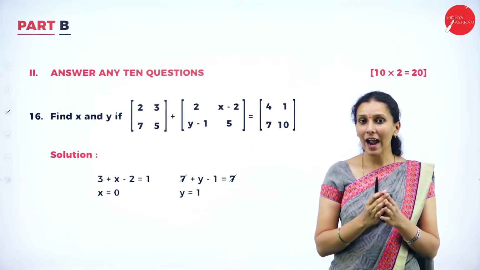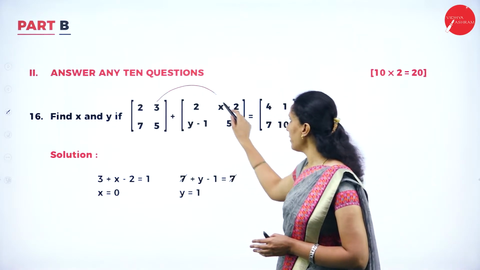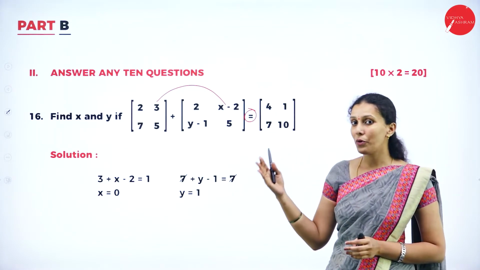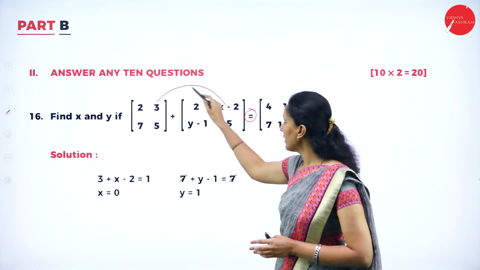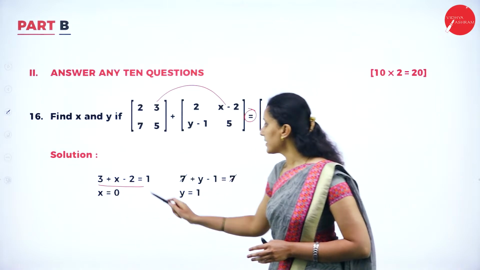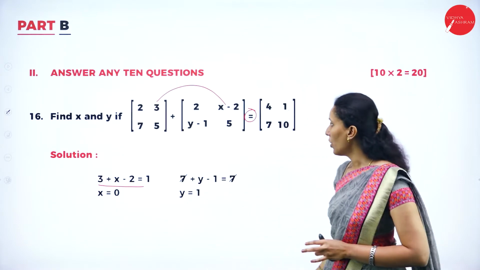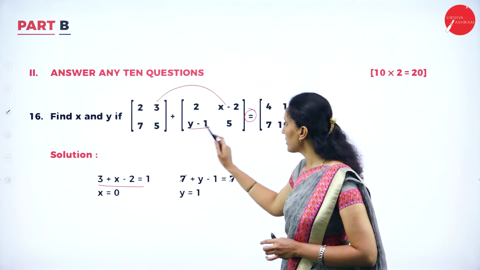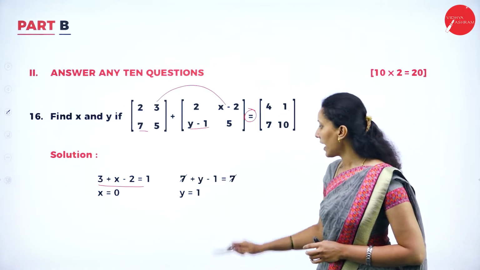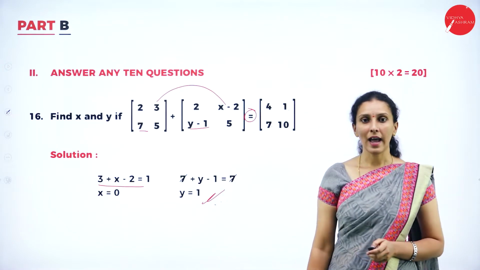We know that we can add any 2 matrices with the corresponding elements. Hence, I will add these 2 elements. We have here equality. We know 2 matrices are equal if their corresponding elements are equal. So if you add these 2, then that will be equal to 1. Hence, we get the equation 3 plus x minus 2 is equal to 1. Solving this equation, I get x is equal to 0. One more thing I have to find out is y minus 1, but it is 7 plus y minus 1 is equal to 7. So 7 cancels, we get y is equal to 1. Hence, we find the answer.